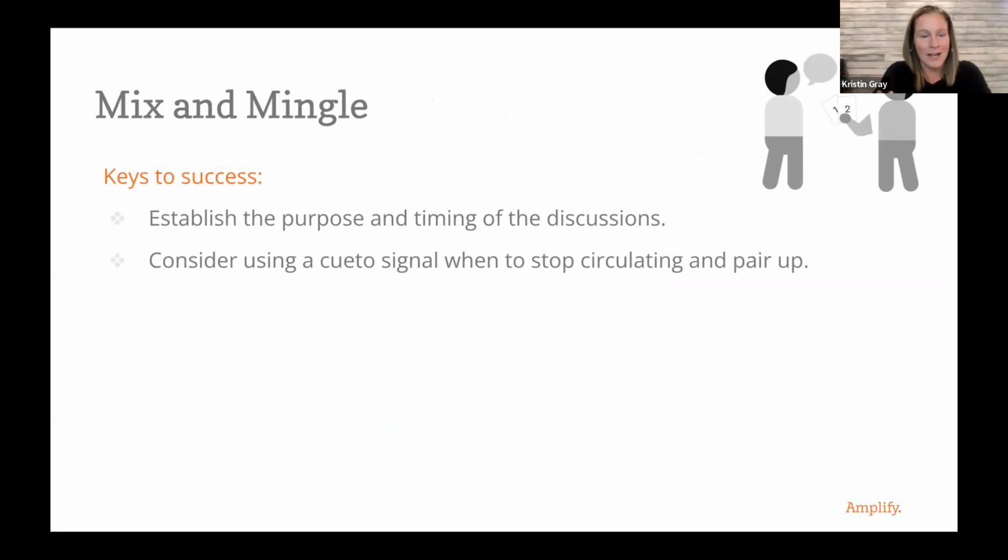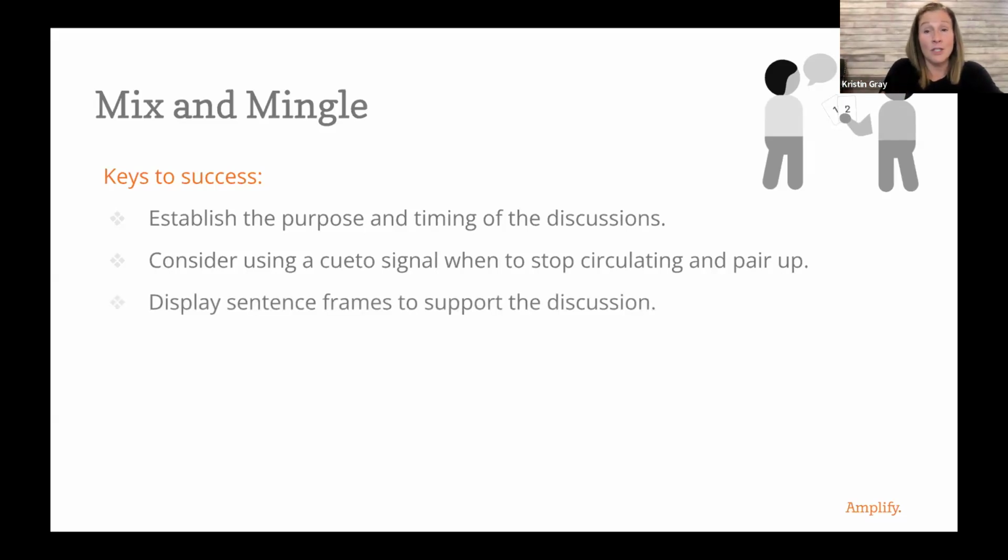I'm always the worst about preparing for that. I end up having to yell over them while they're talking. But a cue saying I'm going to use the music or ring the bell, I think that is a great thing to do. Sentence frames, having them up is really, really supportive for students, and it keeps the conversation focused.